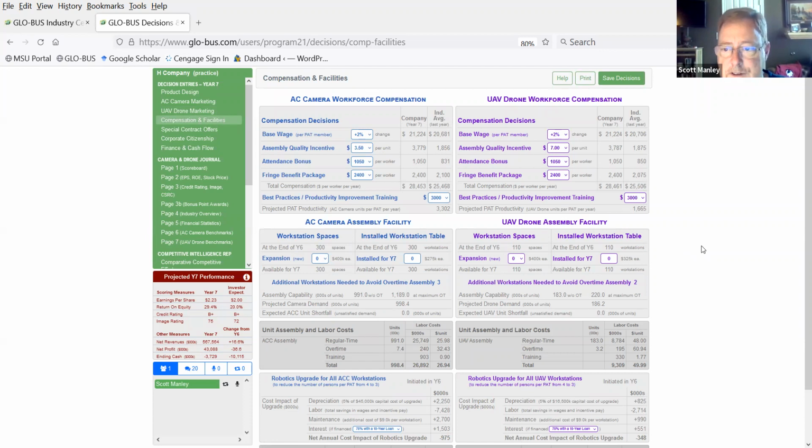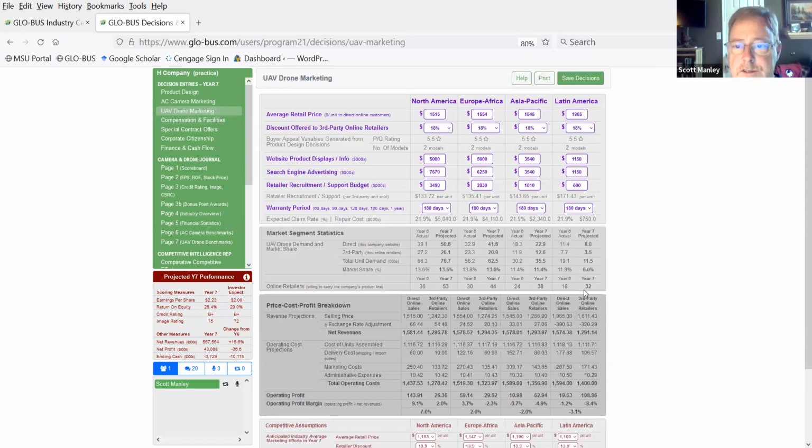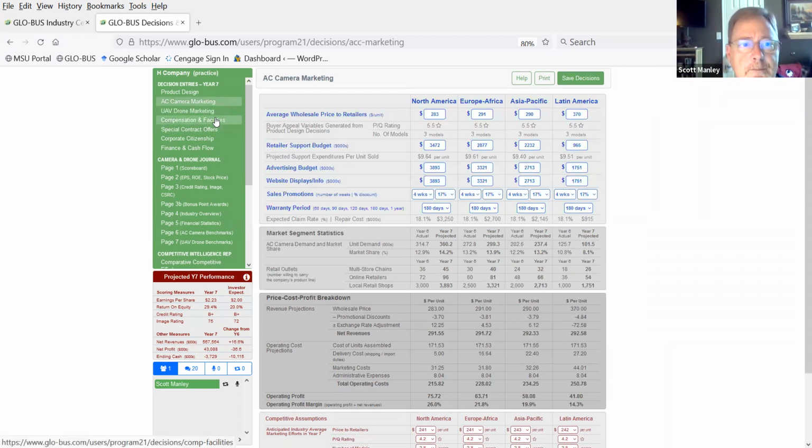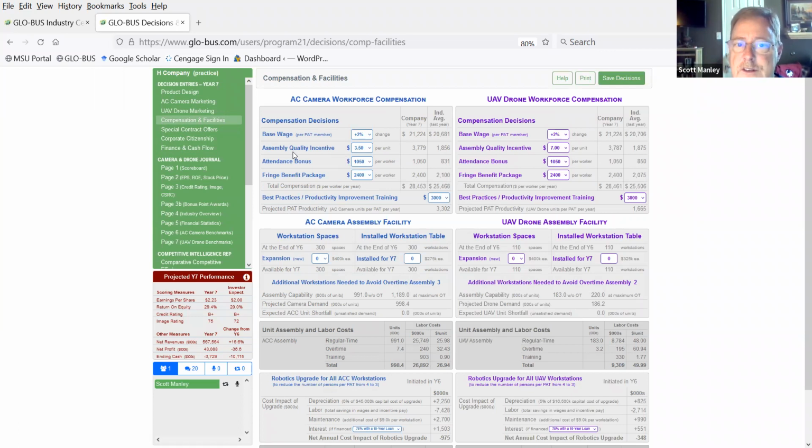I've already made some changes here and I'll show you what I did. I'm keeping my base wage increase at 2% for both of my factories. Because I increased my warranty, I increased the warranty also on the drone to 180 days this year, and that matches my 180-day camera warranty. Because I've increased that warranty, I've increased the assembly quality incentive to $3.50 on the camera and $7 on the drone. Now, the reason it's twice as much on the drone is that I sell half as many drones.